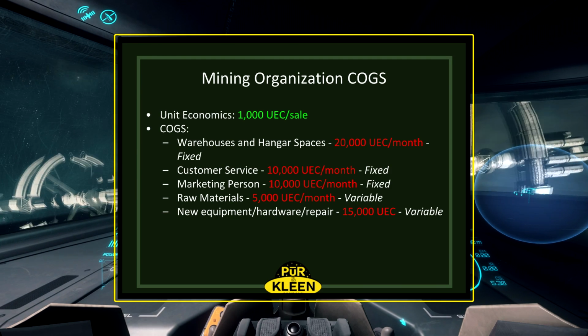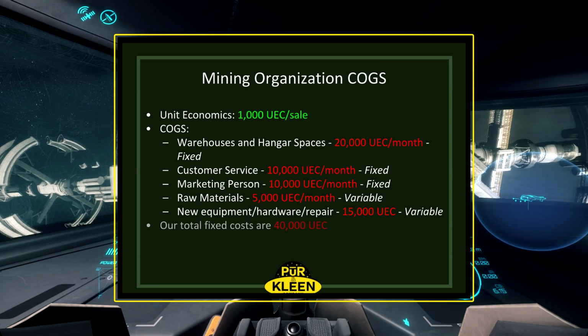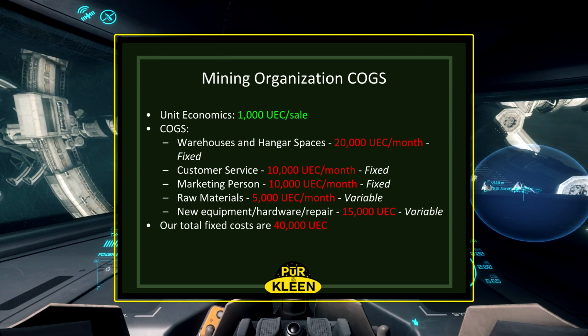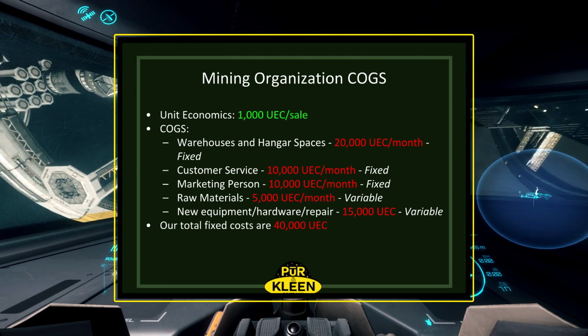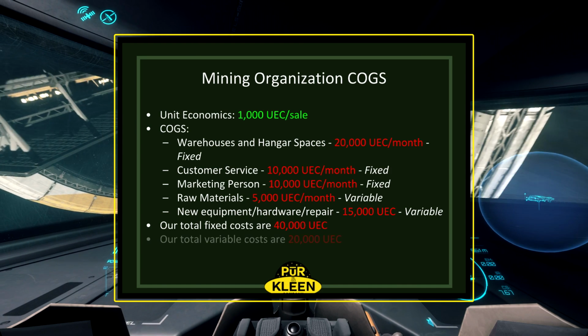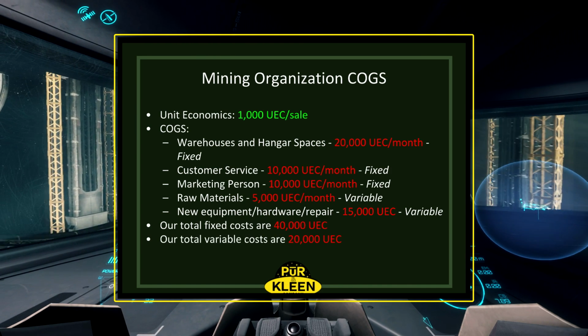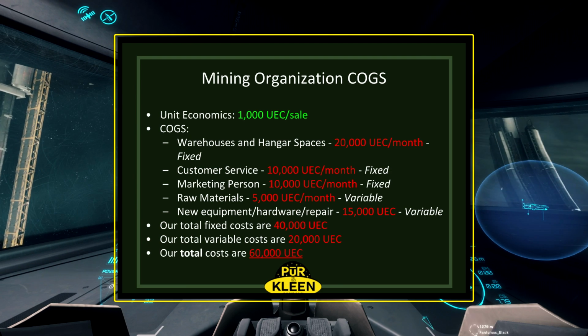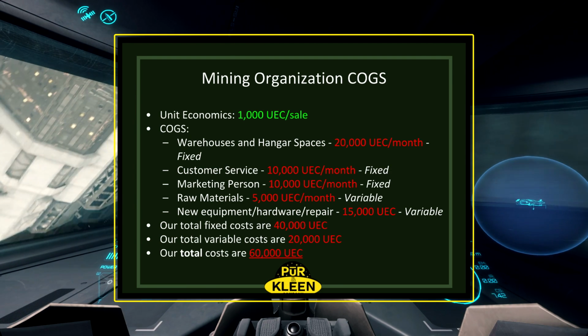So anyway, if you add all of these up, our total fixed costs are 40,000 UEC, and our total variable costs are 20,000 UEC, which brings our total COGS to 60,000 UEC.